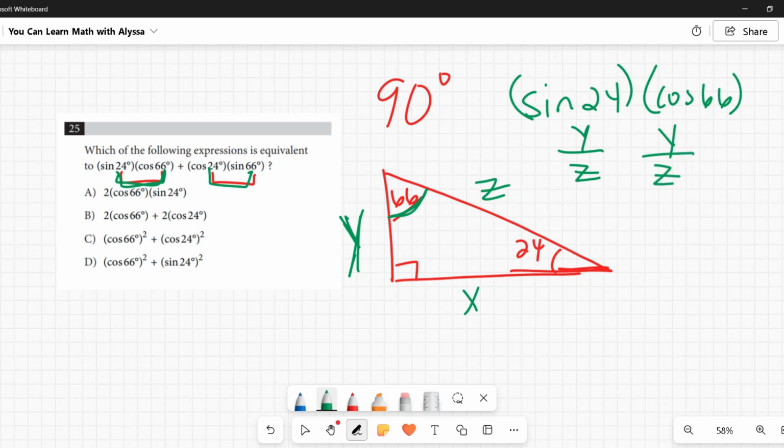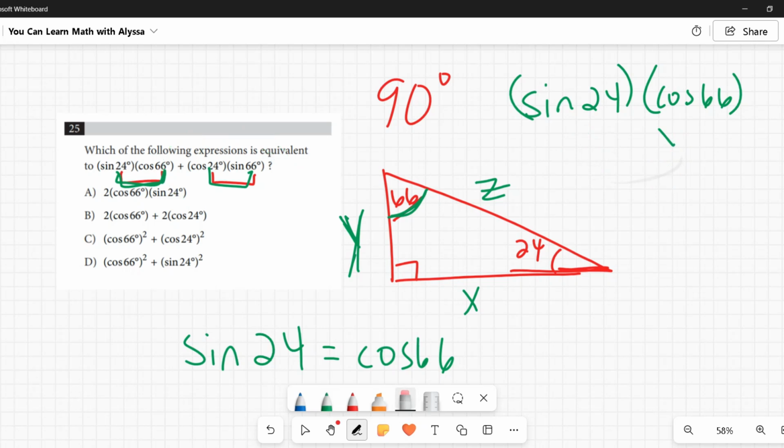All right, so they are equivalent. Sine of 24 and cosine of 66 are the same thing. They are the same. Sine of 24 is the same thing as cosine of 66. And I've got a sneaky suspicion the same thing's going to happen over here. But let's just be careful. Let's do what we're asked to do just to be sure. We don't want to assume something and get it wrong.